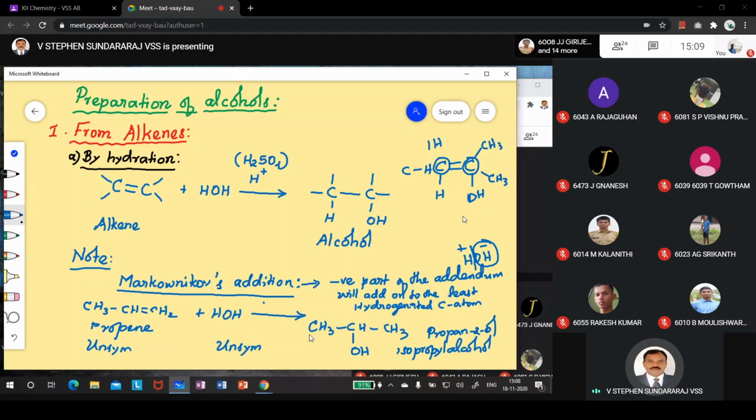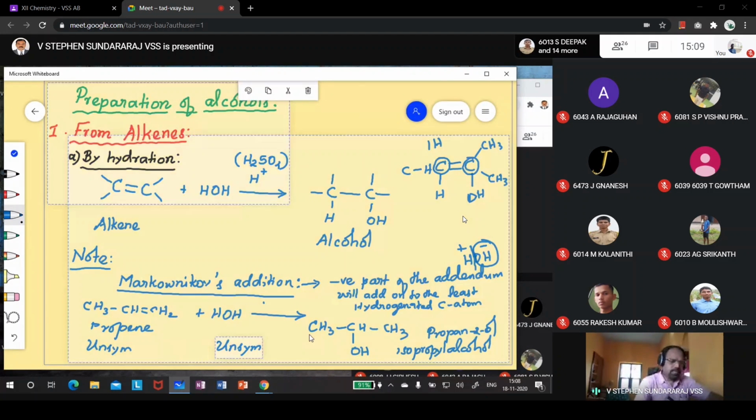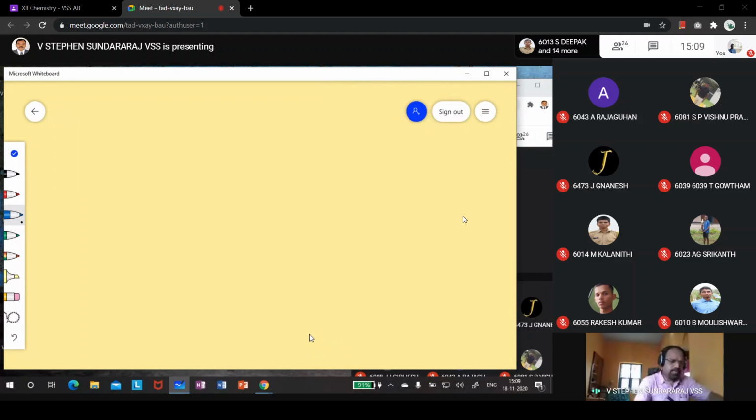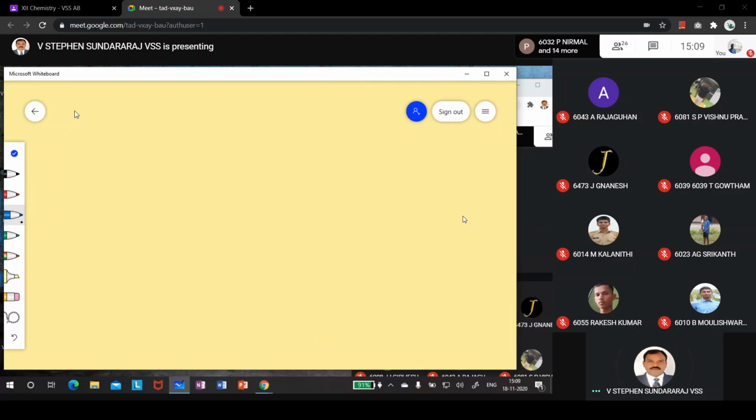Okay, so this is one thing, and this point you note down. Now next is about the mechanism. Okay, one should know the mechanisms. Can anyone tell me what is the meaning of mechanism in organic chemical reaction?